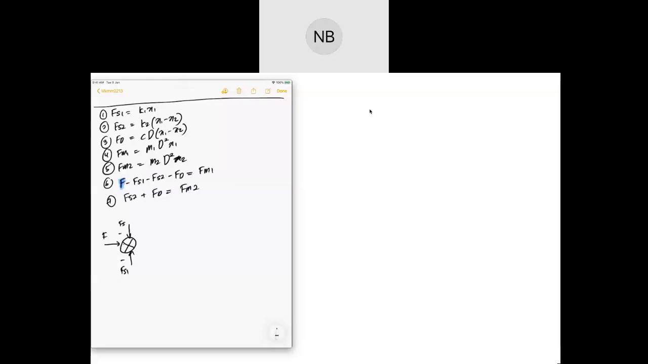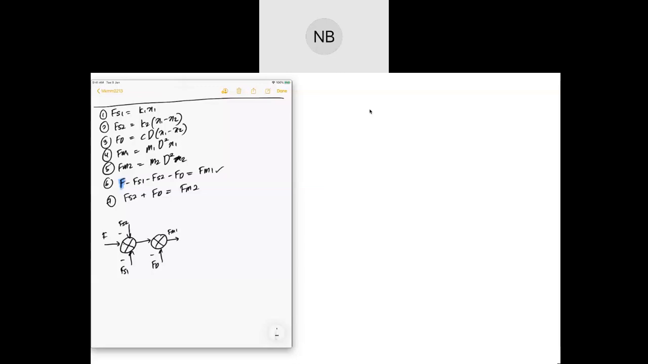Minus Fs2. And then maybe I put another block, okay, another summing point, because otherwise it will be too many there. So I have minus FD, okay. So then the output is FM1, all right. So now, how to start with the... I have completed equation number 6, okay.